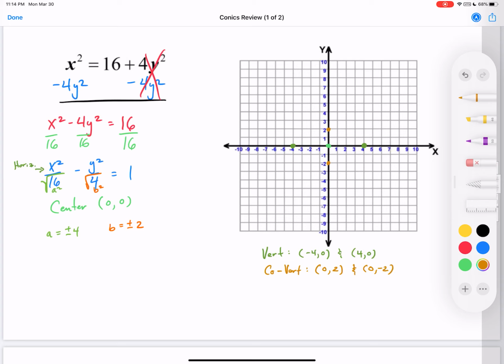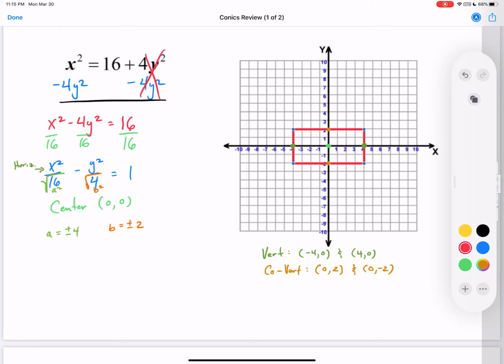Okay, so now that I have my vertices and my covertices, this is going to help me figure out where my asymptotes are, because hyperbolas will require some asymptotes here. So to do my asymptotes, I'm going to go ahead and draw a box. And this box is going to be a guide to help me draw my asymptotes. Now the sides of the box must touch these vertices and these covertices. So I'm drawing a box so it touches my vertices and my covertices. It kind of connects all of them together.